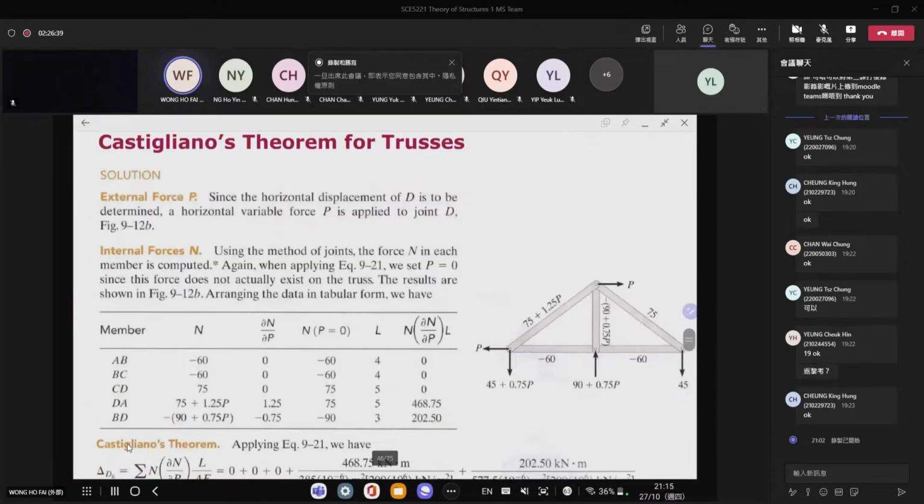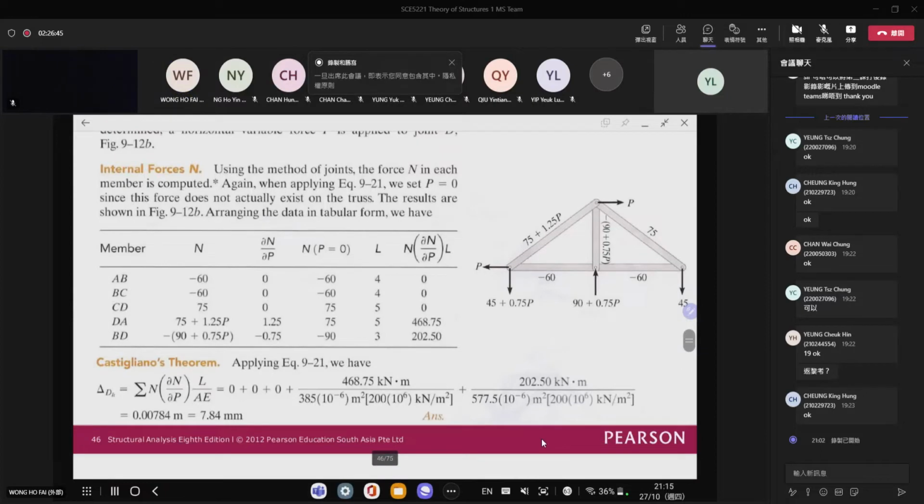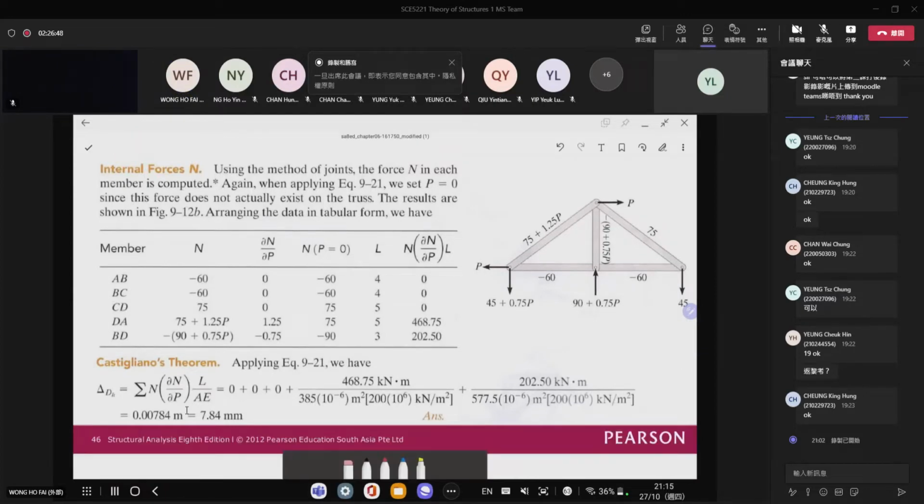So if you apply a force P there, then you can see that your support reactions are in terms of P. Then you can see that it is in terms of P, in terms of P, in terms of P. So you can state your N right here. All of them actually are in terms of P. Then you can have the partial derivative of N with respect to P. Then the first three answers are equal to 0. And then DA is equal to 1.25, BD is equal to negative 0.75.